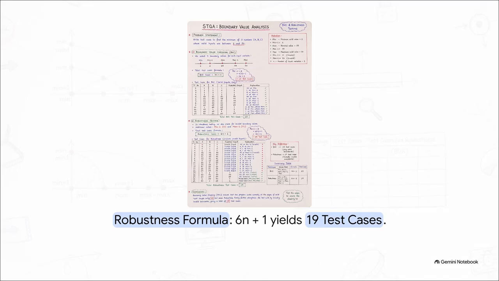Because we've added these 2 brand new invalid boundaries, our formula expands. It now becomes 6n plus 1. Looking at the calculation for our problem where n equals 3, we simply do 6 times 3, giving us 18, plus 1. So that gives us a total of 19 test cases for robustness.